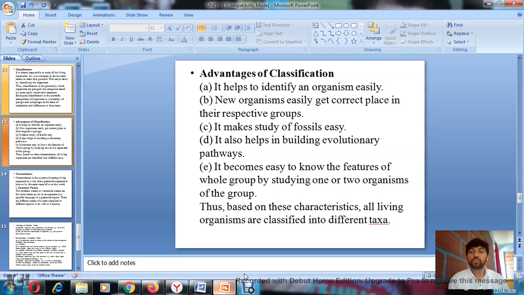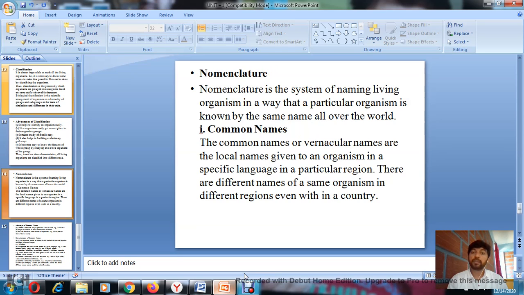Then it becomes easy to know the features of a whole group by studying one or two organisms of the group. By studying one or two organisms in a group, we can identify the maximum features of organisms which belong to that particular group. Thus, based on these characteristics, all living organisms are classified into different taxa, right? Then let us move to the next slide. Then the nomenclature.